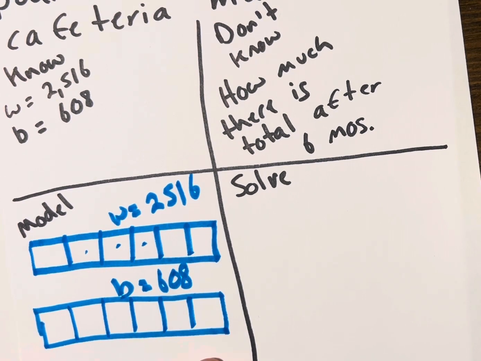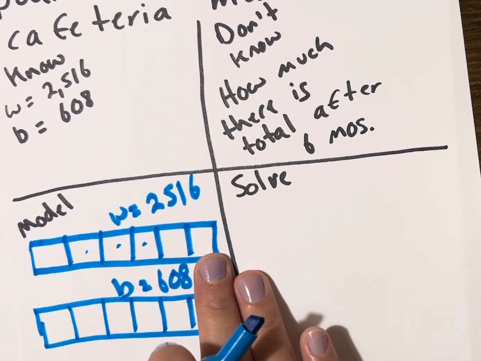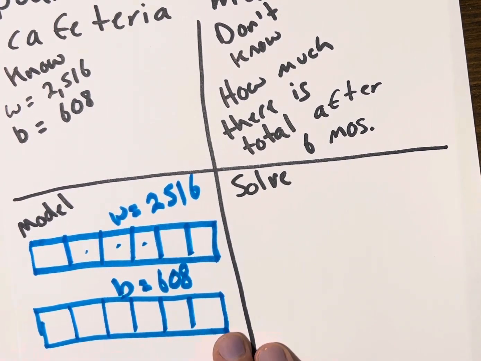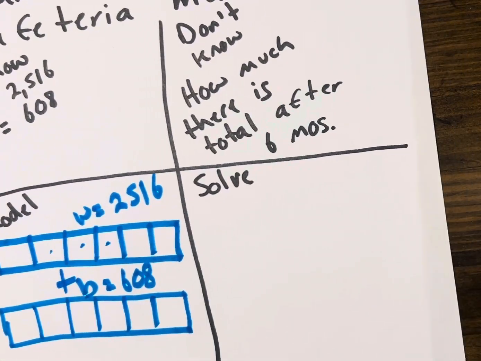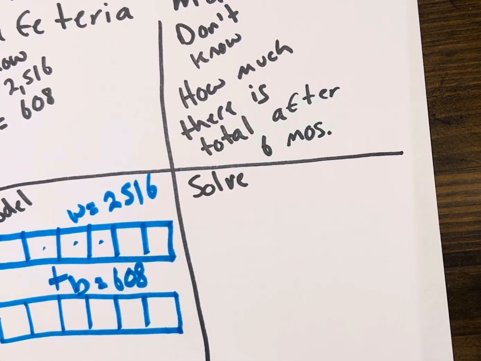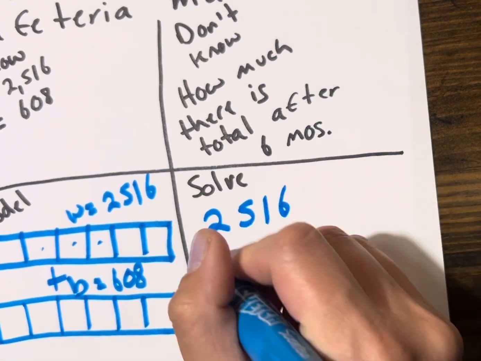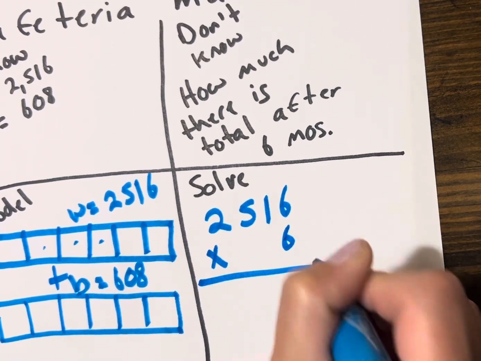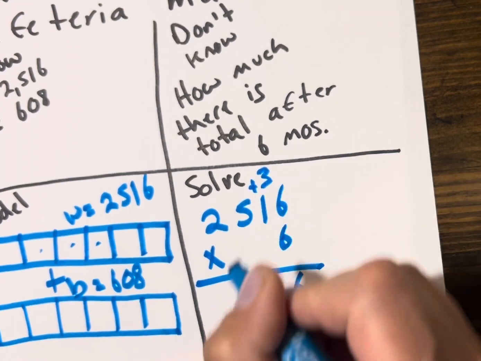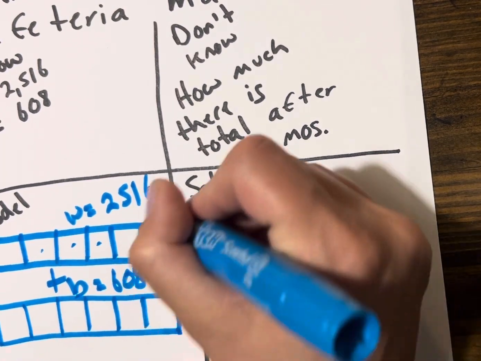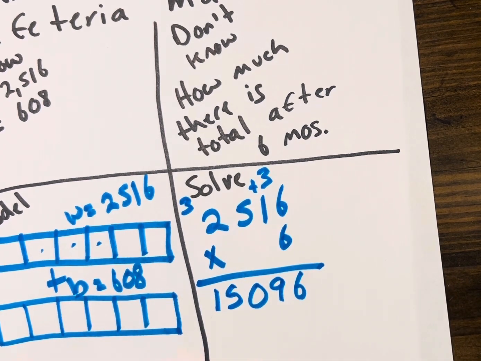So I see now that I'm going to have to multiply 2,516 by 6 and 608 by 6. My answer is going to be the combined total of those. So I have to multiply two numbers and then add. And I apologize if I make a mistake.